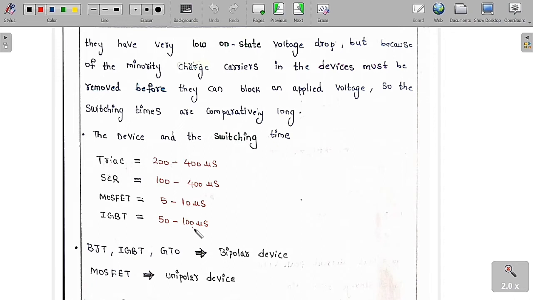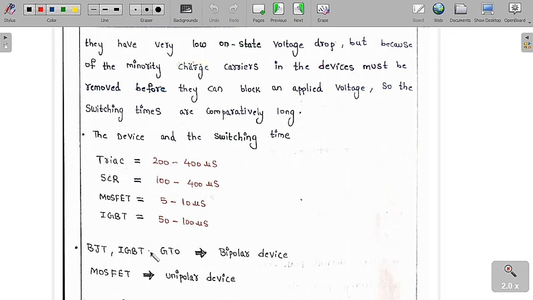After MOSFET, the next one is the IGBT, then the SCR, then the triac. So we can say that MOSFET is the fastest switching, then comes the IGBT, then the SCR, and then the triac. MOSFET takes the least amount of time for turn off, ideally zero, but practically a very small amount of time. Next comes the IGBT, then SCR, and then the triac.